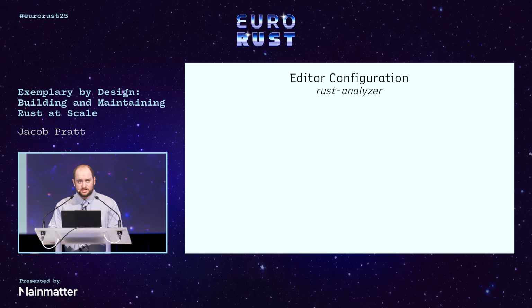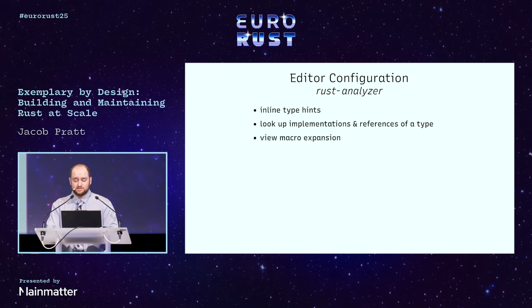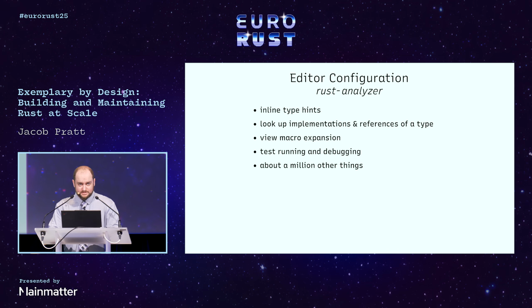On to editor configuration, I highly recommend the Rust Analyzer extension, regardless of your choice of editor, as it provides countless features that make developing Rust code significantly more efficient. For example, it offers inline type hints, the ability to look up all implementations and even references of a type, viewing the expansion of macros, test debugging, and some features that I once went to file a feature request for, all before searching through settings and realizing that it already existed.